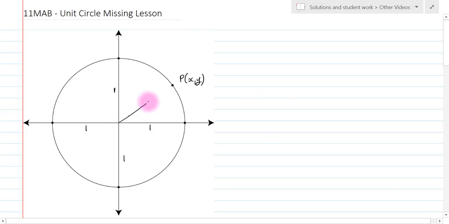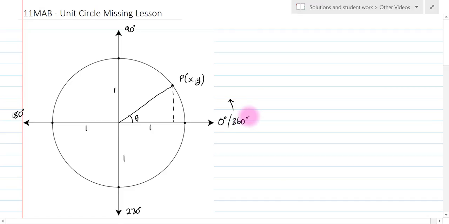If I draw a line from the center to P(x, y), you can see I can create this right angle triangle here. And this angle we denoted as theta because we started our measurement of 0 degrees from the positive x-axis, and we went in an anti-clockwise direction. So this was 90 degrees, 180 degrees, 270 degrees, and then 360.